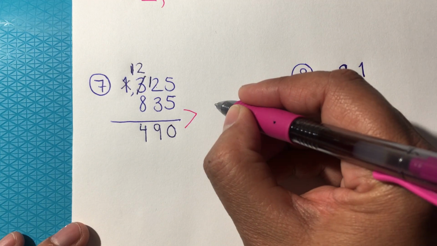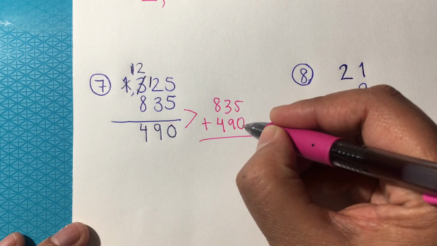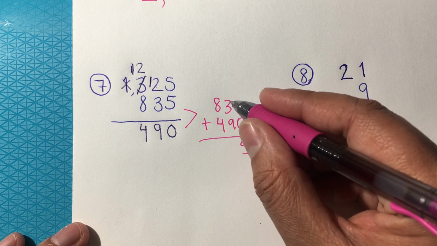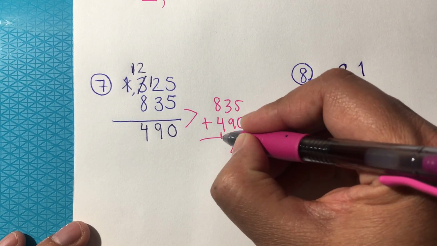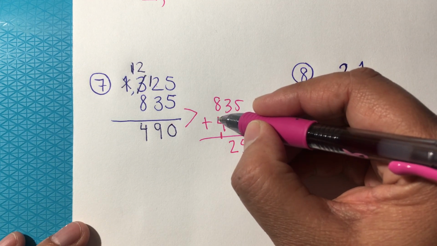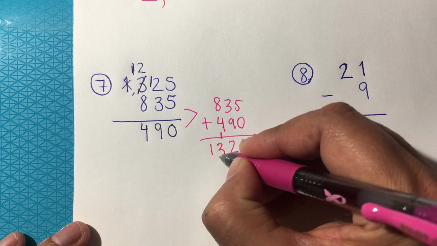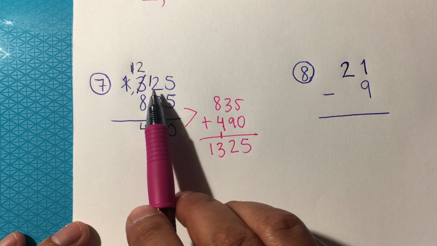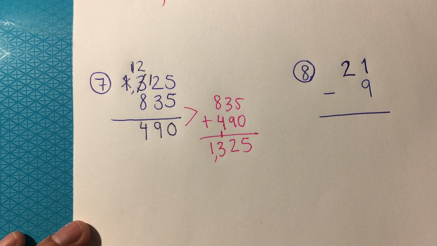Again, we add them together to check our answer. 5 plus 0 is 5. 9 plus 3 is 9, 10, 11, 12. Put the 2, carry the 1. 8 plus 4, 8, 9, 10, 11, 12. And one more, 13. So if you notice, 1,325. Okay, so it's correct.